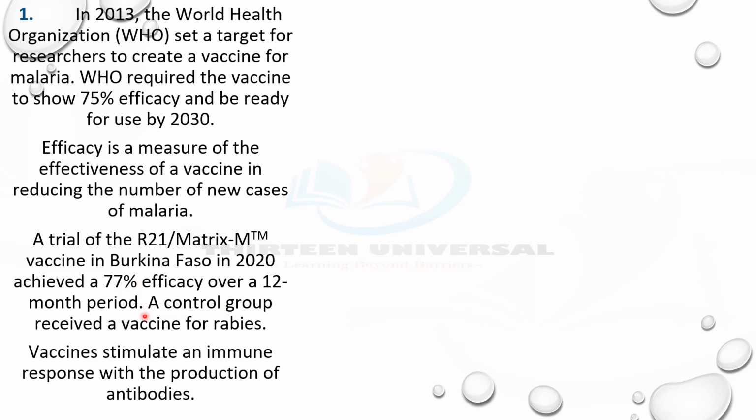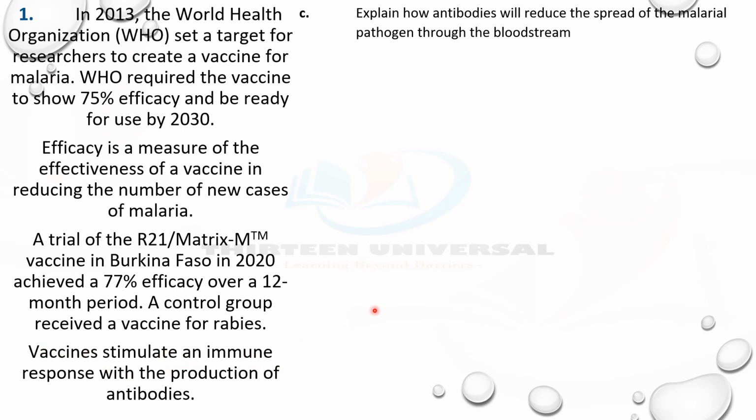A control group received a vaccine for rabies. Okay, vaccines stimulate an immune response with the production of antibodies. Okay, let's see what's next. The question says, that's 1C. All right, 1C says, explain how antibodies reduce the spread of the malaria pathogens through the bloodstream.